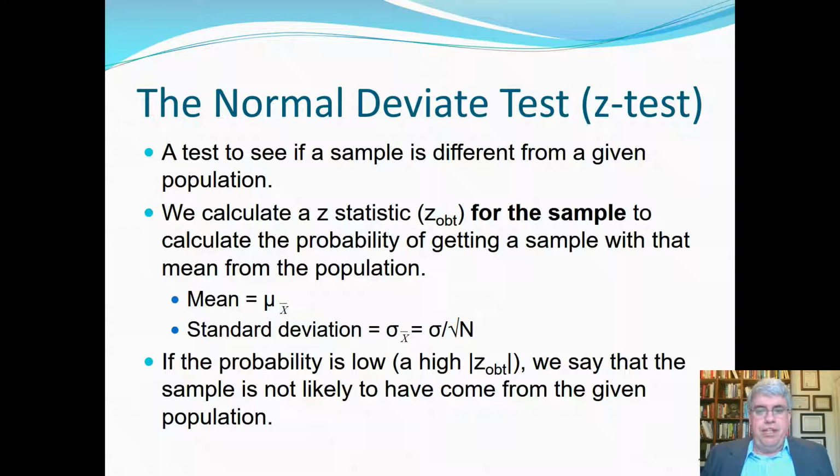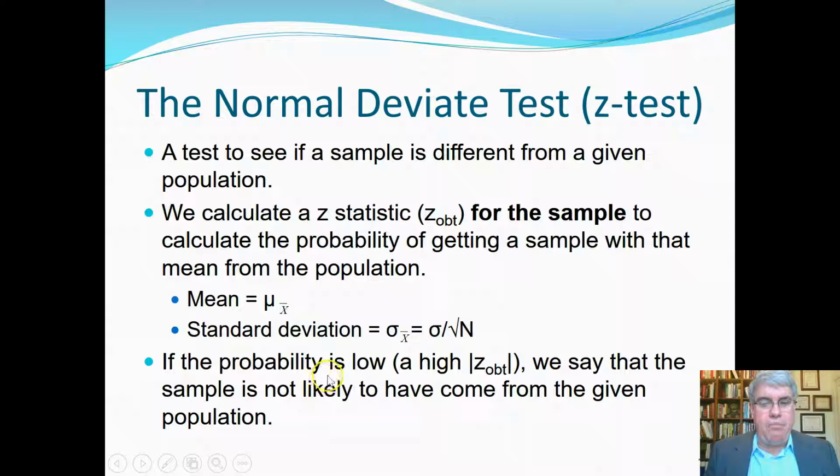We calculate a z-statistic, called z-obtained in the textbook, for the sample, not for an individual score, to calculate the probability of getting a sample with that mean from the population. This z-statistic is calculated from the mean of the means and the standard deviation of the means, which is the standard deviation of the individual scores divided by the square root of n.